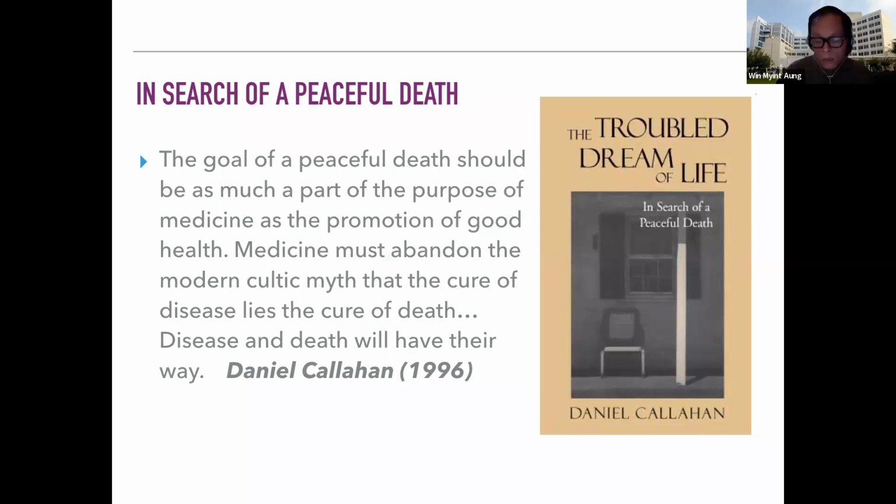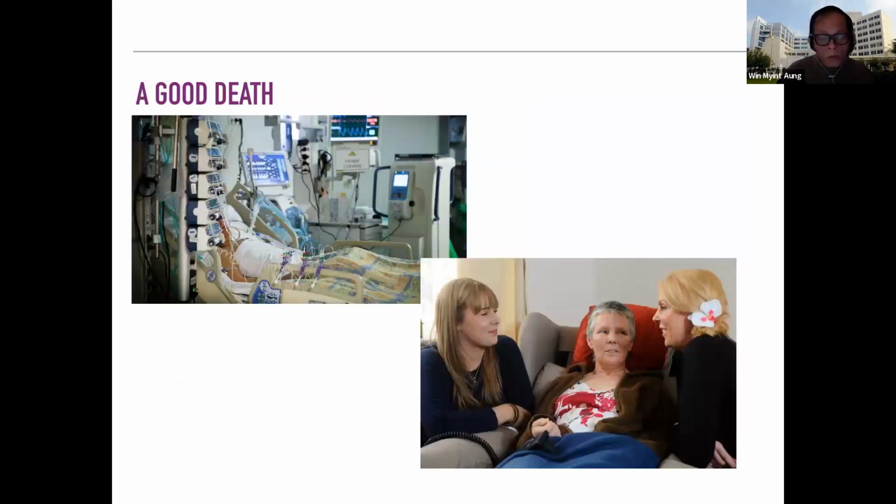That's what palliative care is about. So let me give you an example of what a peaceful death is. Let's imagine yourself: you are dying, and you know that you're going to die of whatever the disease process is. You already predict that the disease is taking over you. So you choose how you're going to end your life.